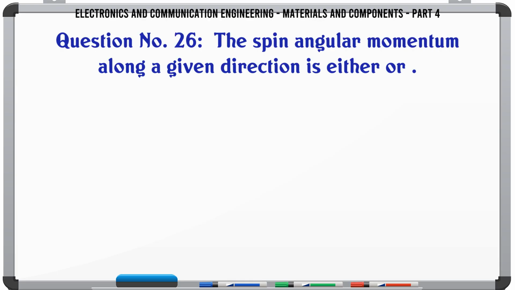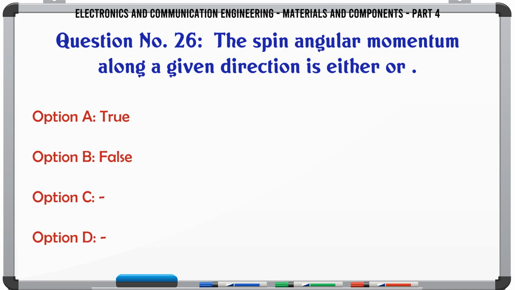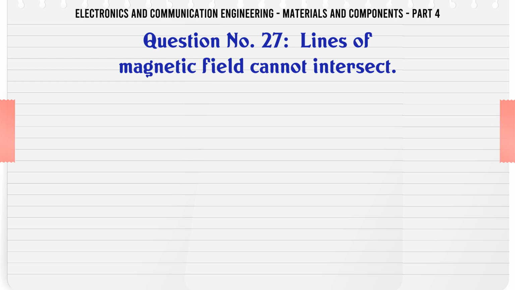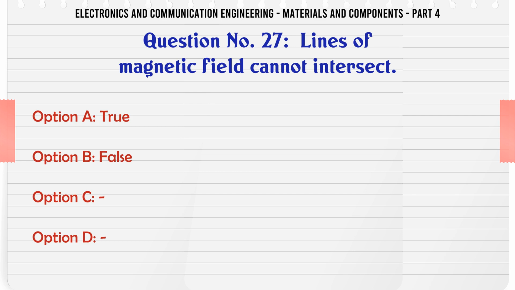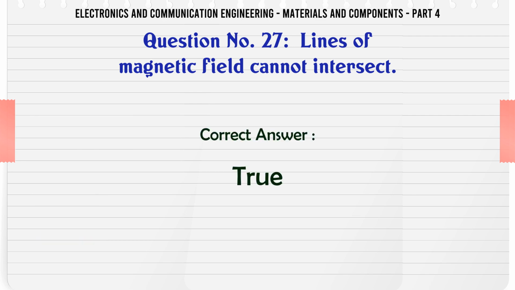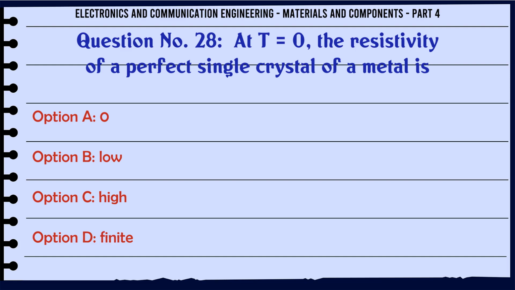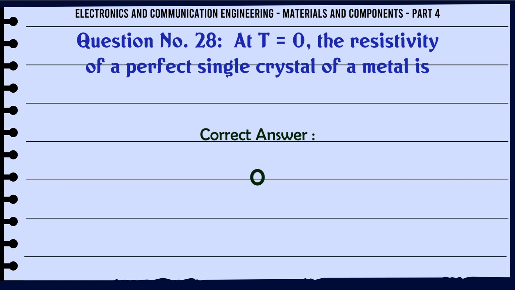The spin angular momentum along a given direction is either +ħ/2 or -ħ/2. A. True, B. False, C. D. The correct answer is true. Lines of magnetic field cannot intersect. A. True, B. False, C. D. The correct answer is true. At T equal to 0, the resistivity of a perfect single crystal of a metal is A. 0, B. low, C. high, D. finite. The correct answer is 0.